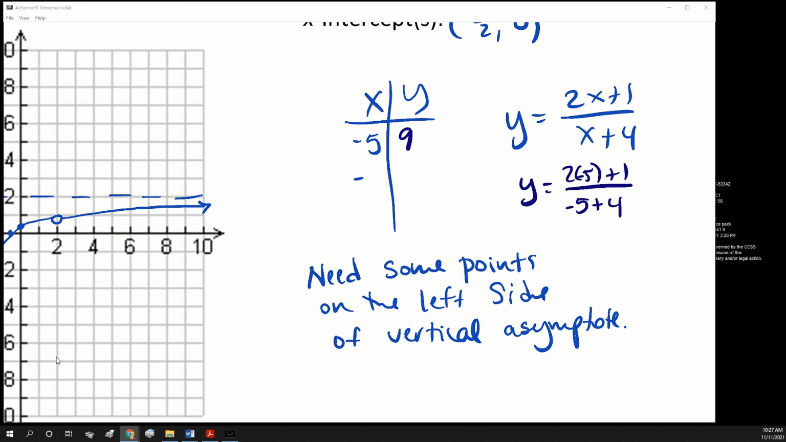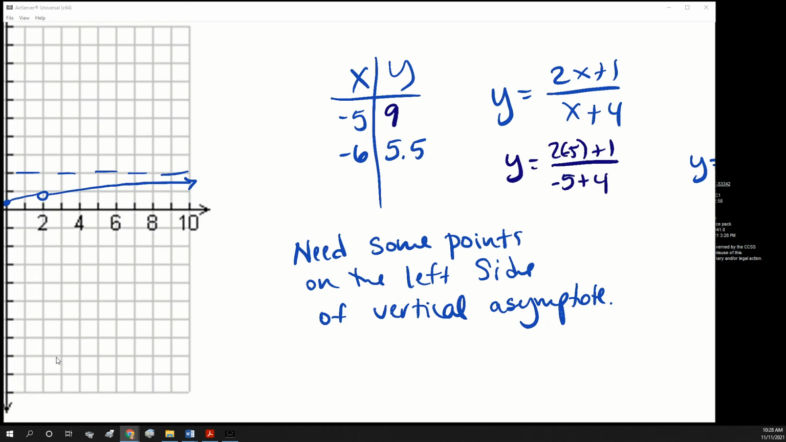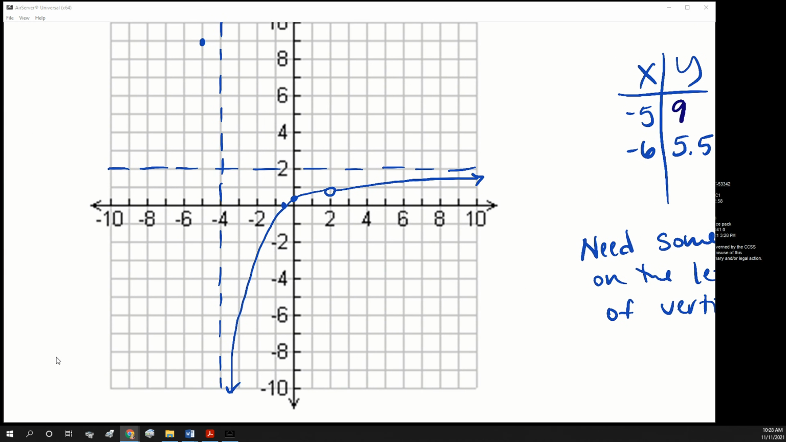Let's just plug in -6. It's not hard. All right, so it looks like we get -11 over -2, which is going to be 5.5. All right, so I'll graph that point.